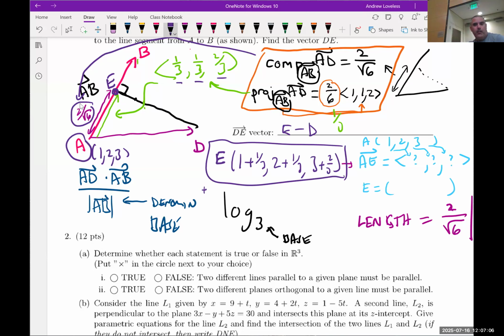Or there's a faster way, which is if you have two vectors and you want a vector that goes between them, how do you do it? So if this is AD and this is AE, how do you get this orange vector that goes from here to here? You subtract. So you do AE minus AD. And I'm sure that's what I did in my solutions.